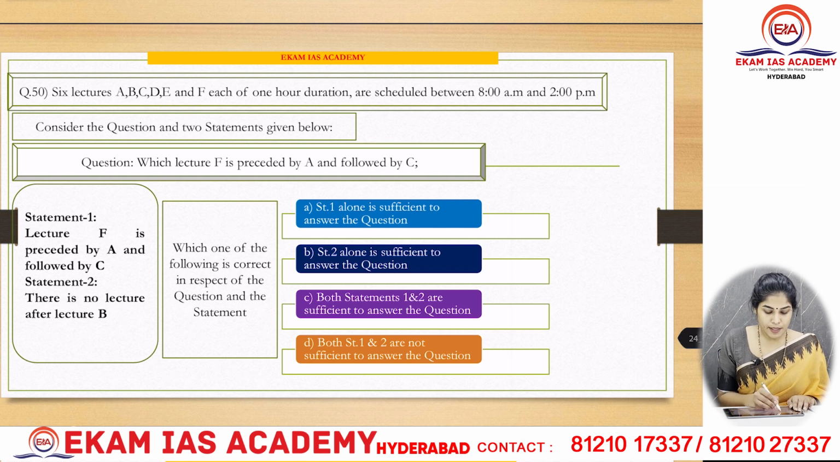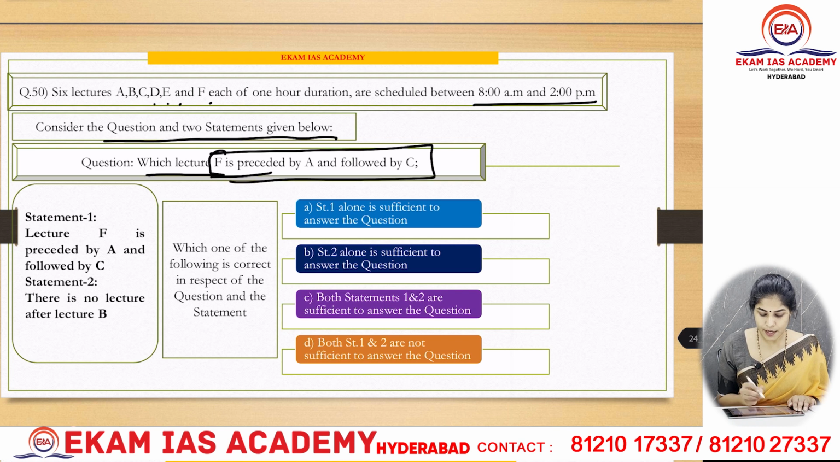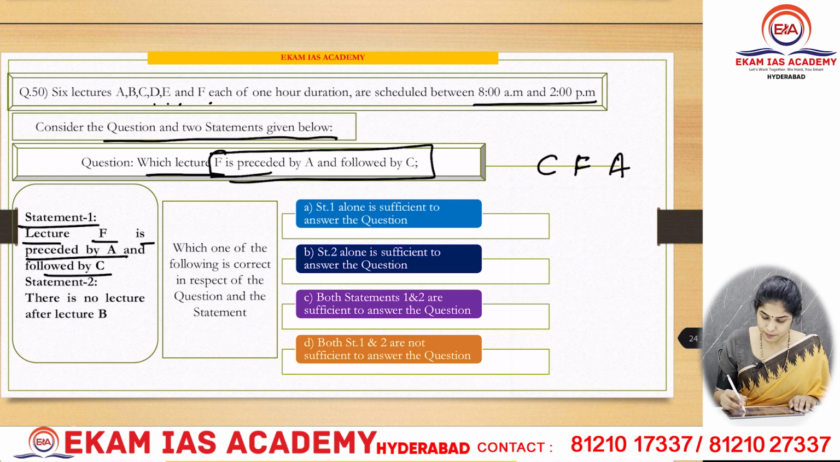6 lectures A, B, C, D, E and F, each of 1 hour duration, are scheduled between 8 am to 2 pm. Okay. Question and 2 given statements. Question, which lecture F is preceded by A and followed by C? So this is a statement actually. Lecture F is preceded by A and followed by C. Okay, and there are 6 lectures, right?